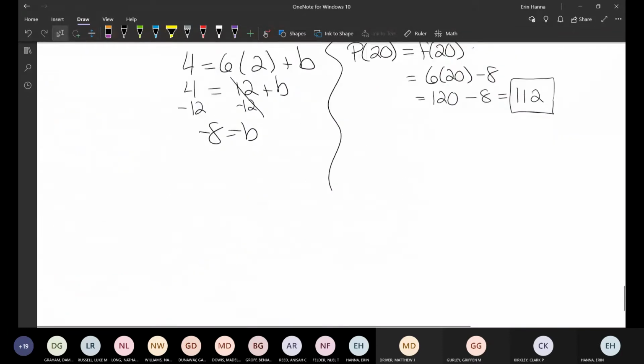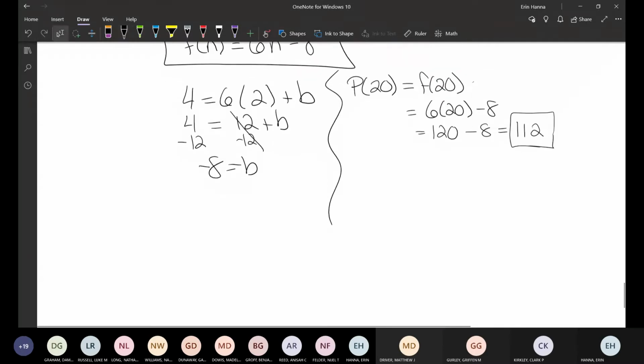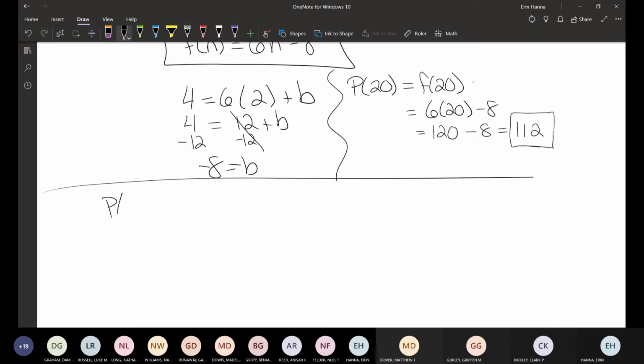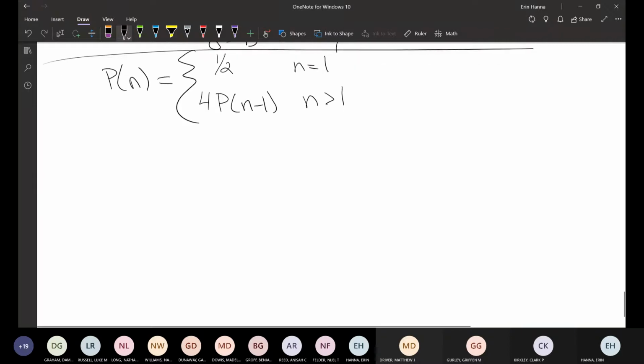So let's do, you want another one of these? Sure, why not? I want to make this shorter. Well, now I've got to think of something off the top of my head. Let's do 1/2, 4. Sure. Pulling things off the top of my head is never a good idea, but we'll try it.